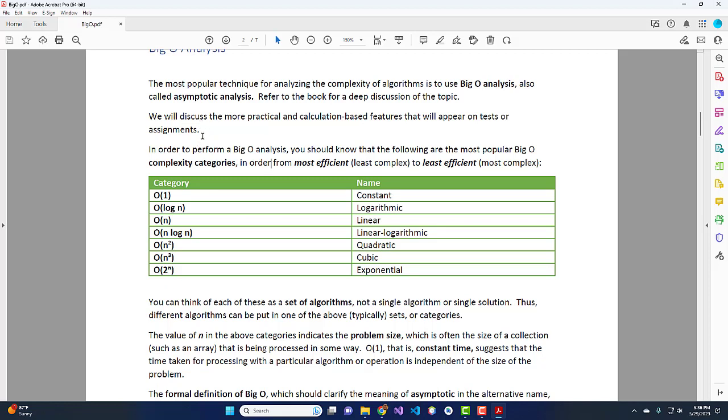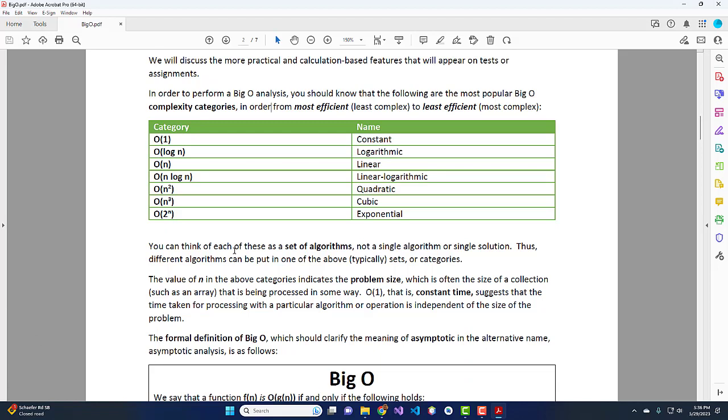We're assuming that whatever we're dealing with is computable. Computability has to do with theory versus reality, but complexity has to do with, is it practical? Even if it is computable, we ask the question, is it practical, or how long is it going to take to compute something? So we can think of each of these as a set of algorithms, not a single algorithm or a single solution. And I'm using the term set specifically.